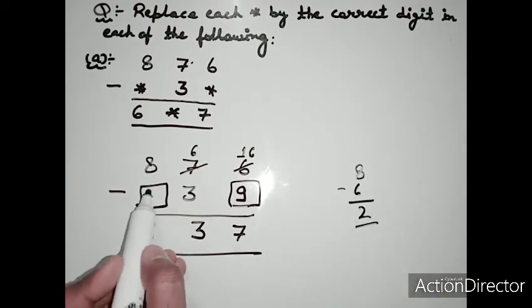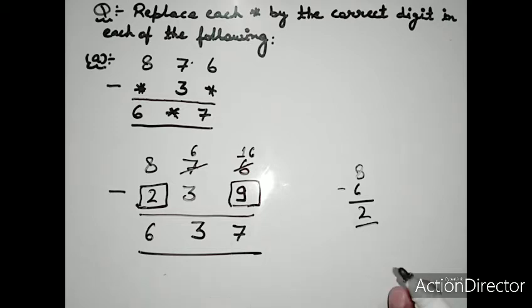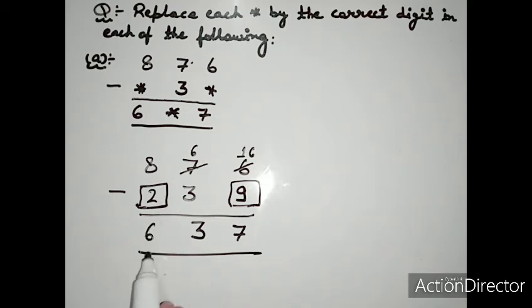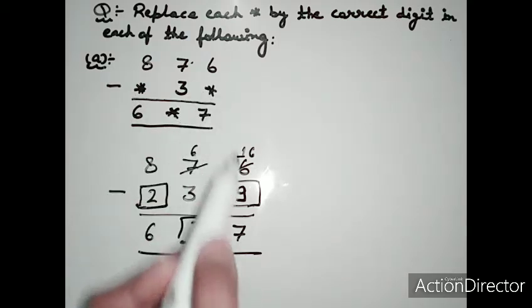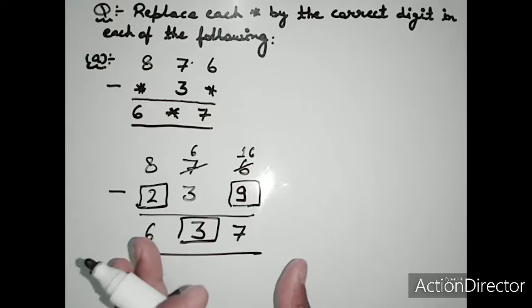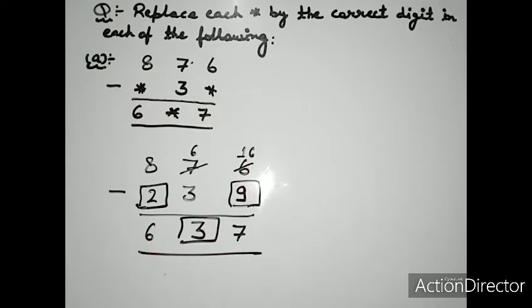So here we write 2, and we check our answer also. When we subtract 8 minus 2 we get difference 6 here. So in the place of these stars, the first star we get number 2, then the second 9, and the third star 3 here. So here we use the same method and we find the number that comes in the place of this star.